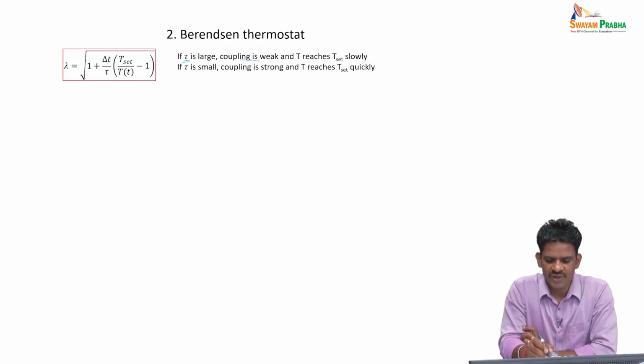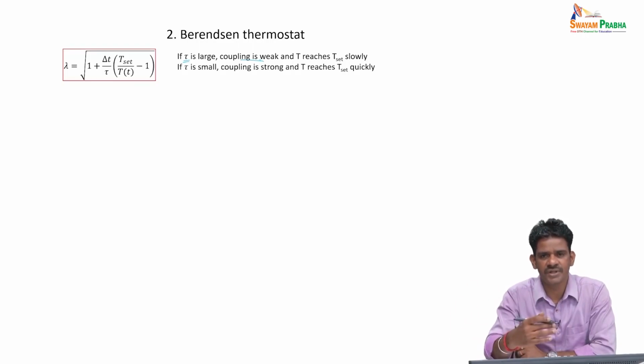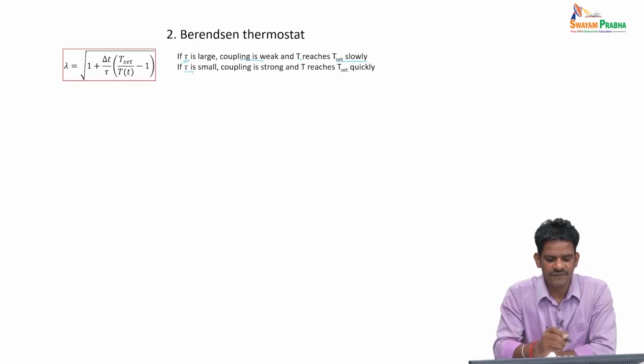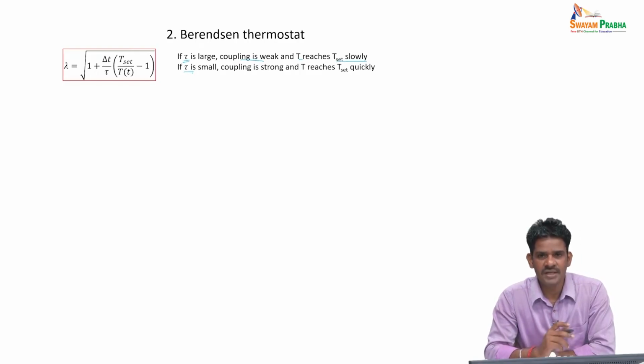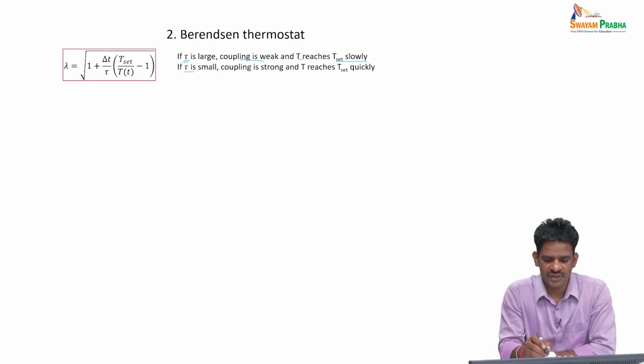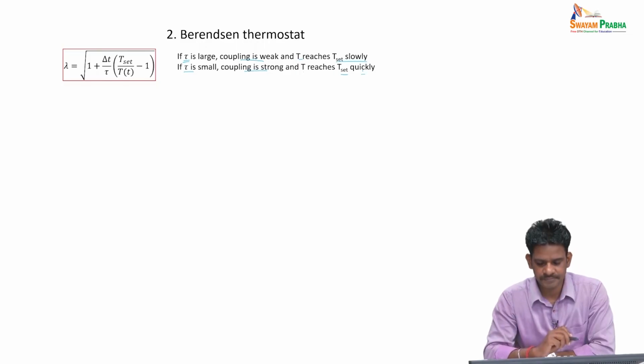So the coupling becomes very weak, that means the energy transfer or energy coupling between the system and surrounding is weak, and T reaches T set very slowly. On the other hand, if tau is very small, that means the rate of heat exchange is very fast, so the coupling is very strong and T will reach T set very quickly.